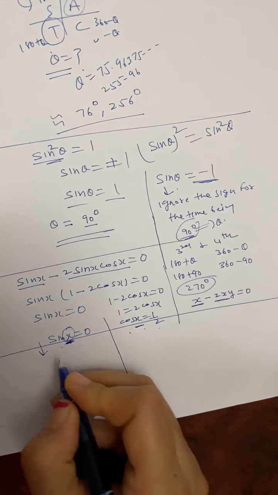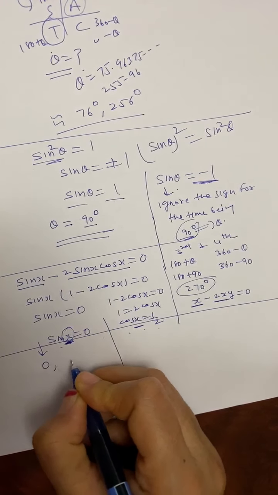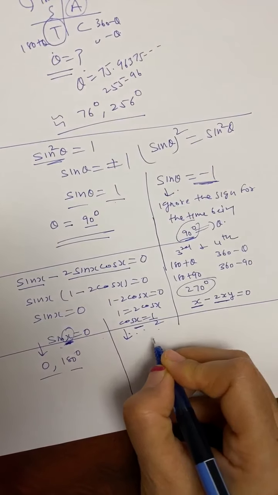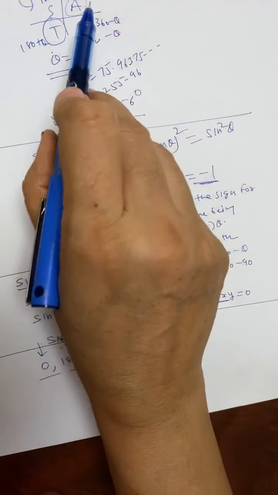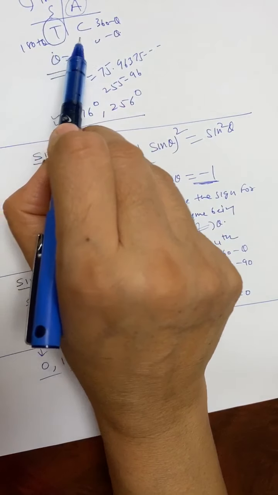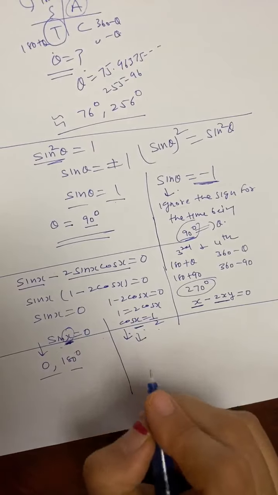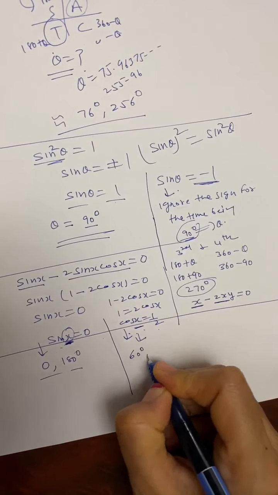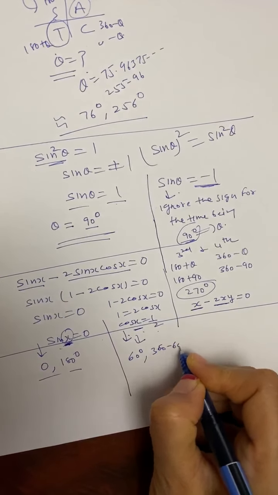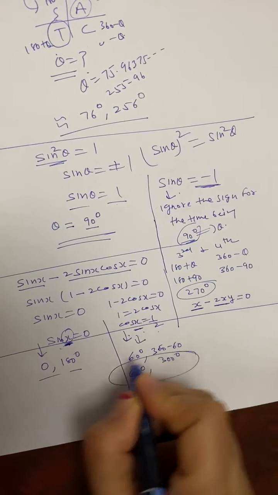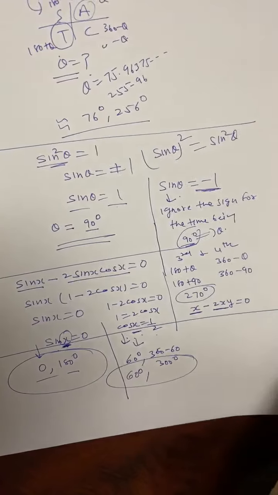So sine x is equal to 0 is 0, and then 180 degree. And then cos x is equal to half. If you remember, cos is positive in first and fourth quadrant. So cos x is equal to half. If you remember the table values, it's going to be 60, and then 360 minus 60, which is 300 degree. So 60 degree and 300 degrees. So these are the solutions for this one. Okay, now the next one.